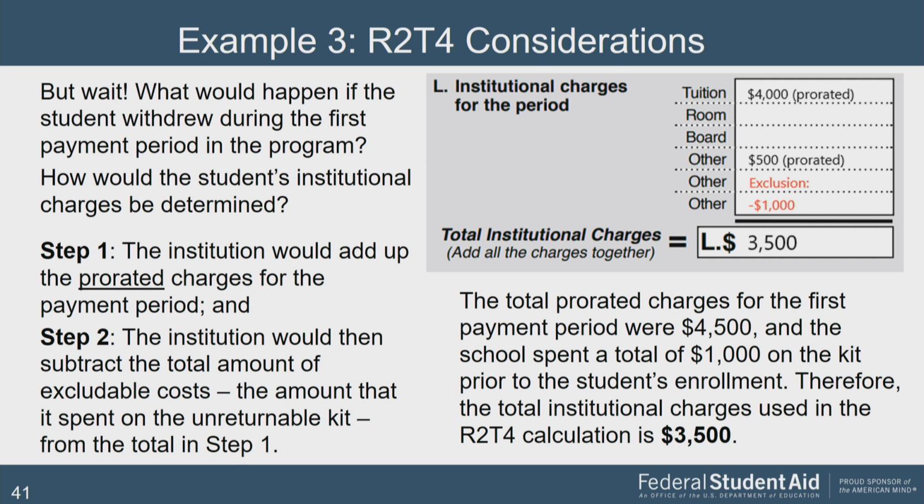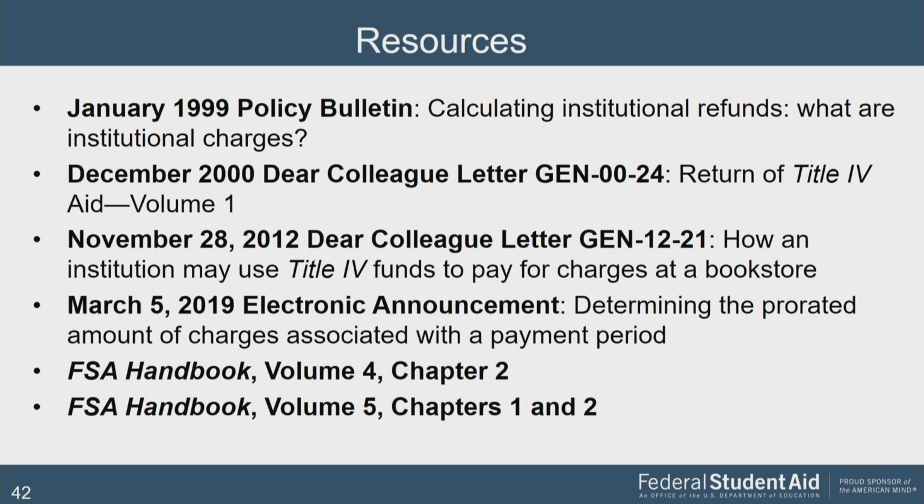So you can reduce those institutional charges by the excludable portion of the kit, in this case because it's a non-returnable kit. So in this case, it's $1,000. Total institutional charges then are reduced by that amount down to $3,500. And that's to the benefit of the school in the R2T4 calculation.